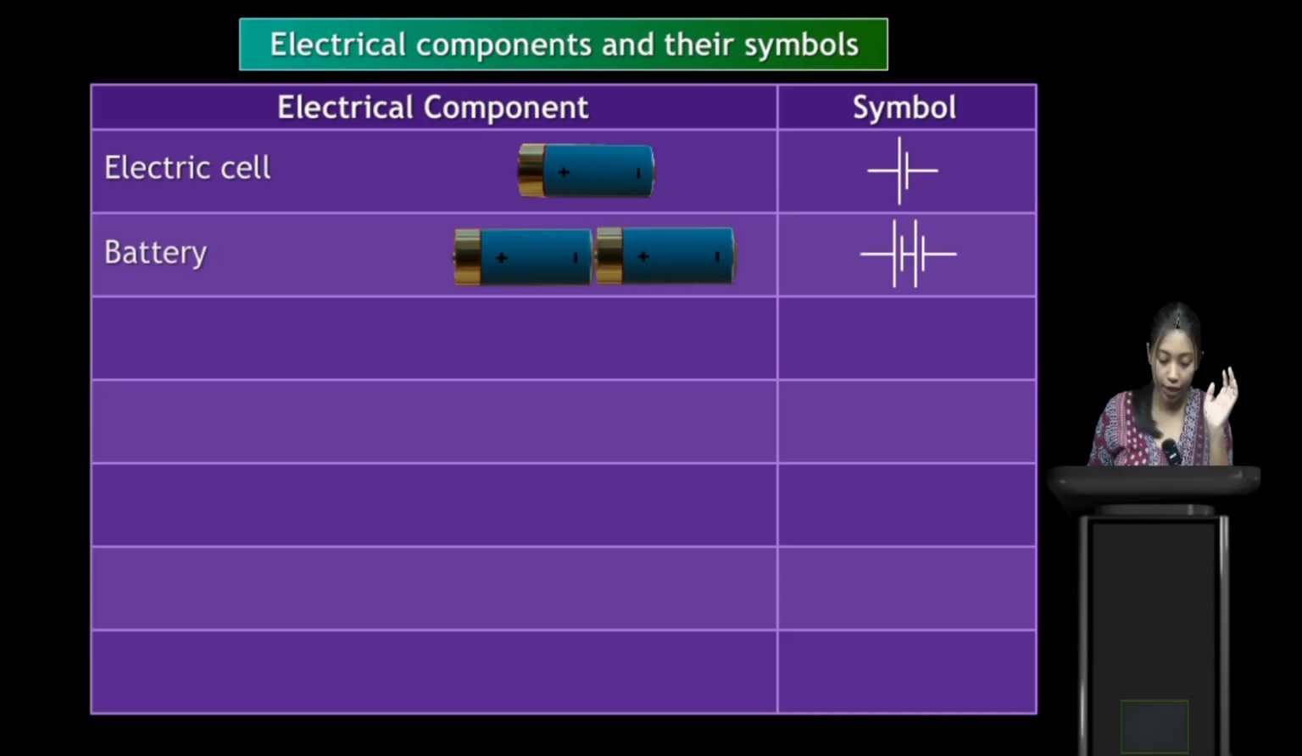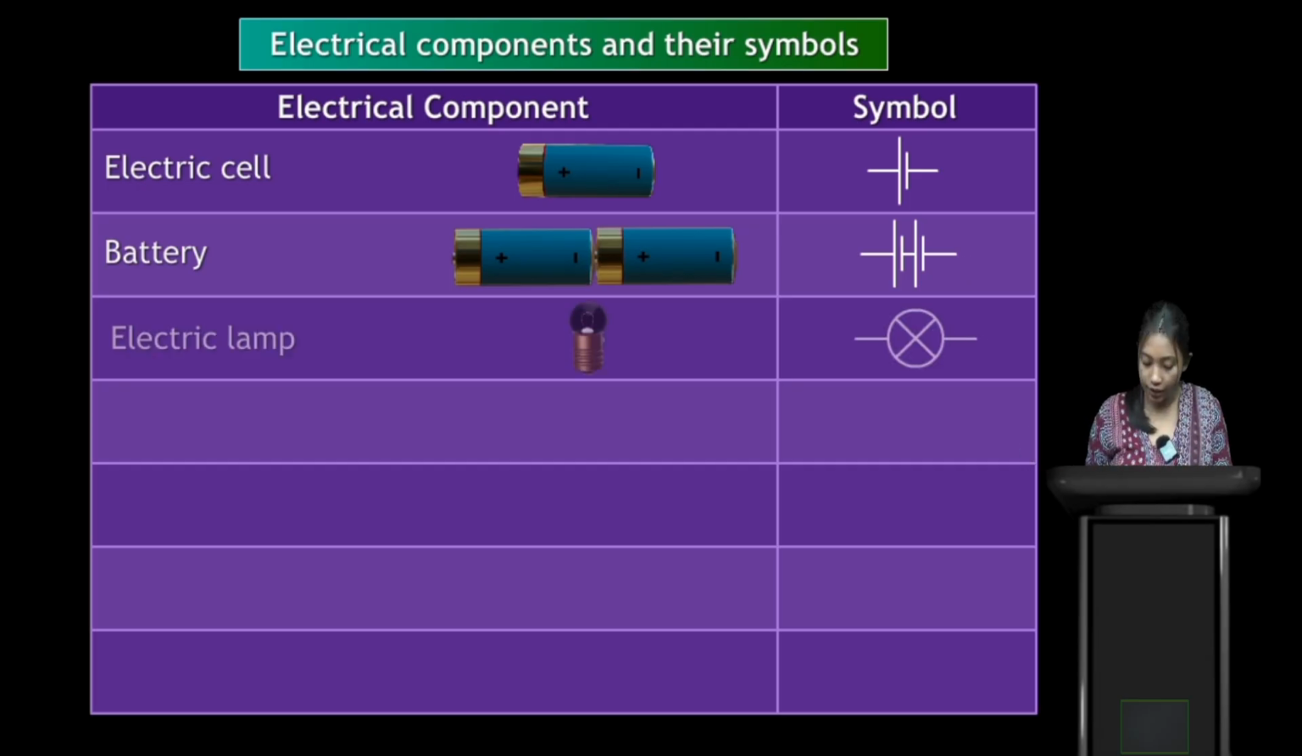After that we can see a battery. How can we symbolize the battery with an electrical symbol? If we place one electric cell after another, then we can denote the battery. As you can see here, one cell symbol and after that another cell symbol.